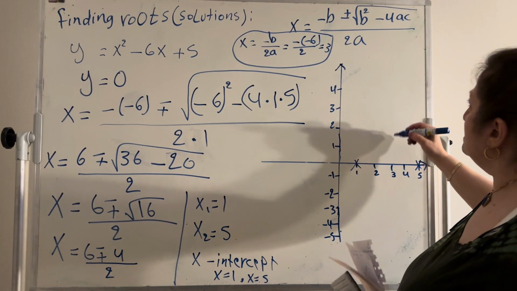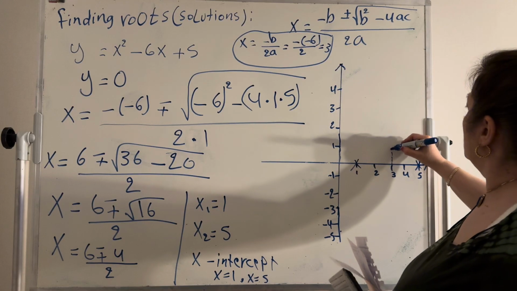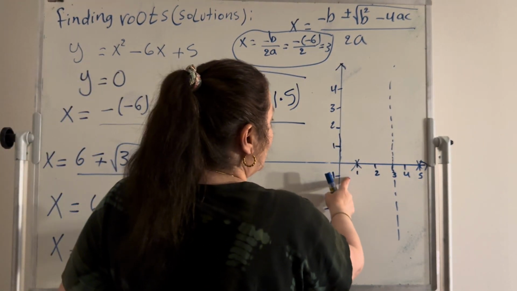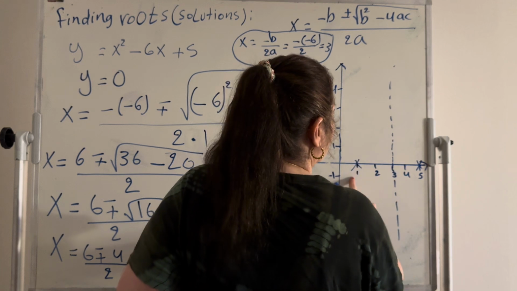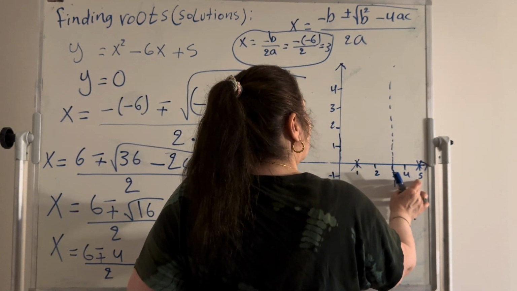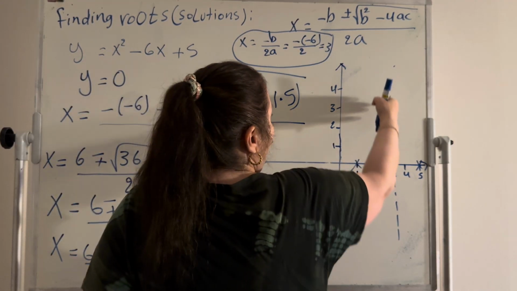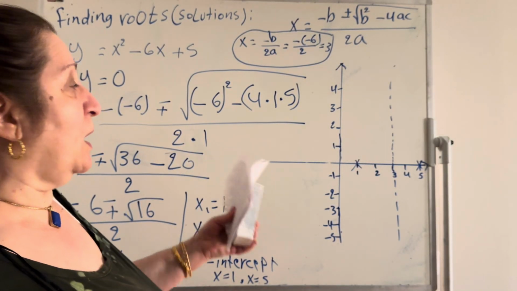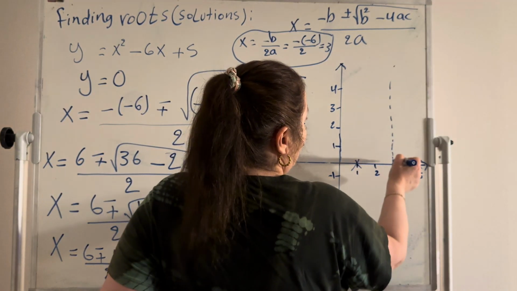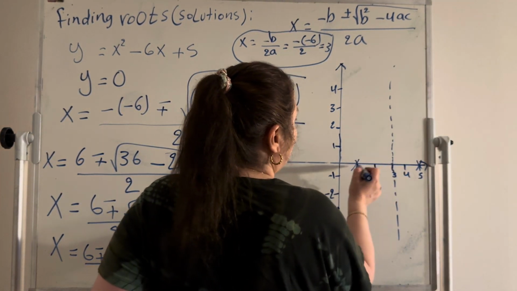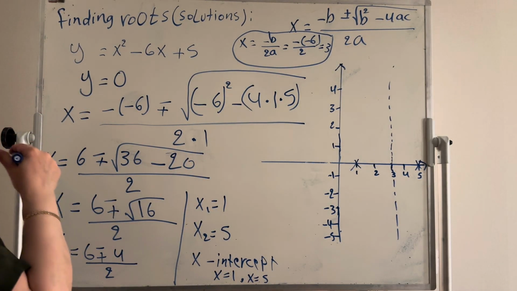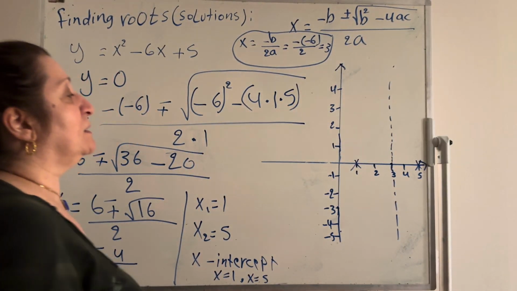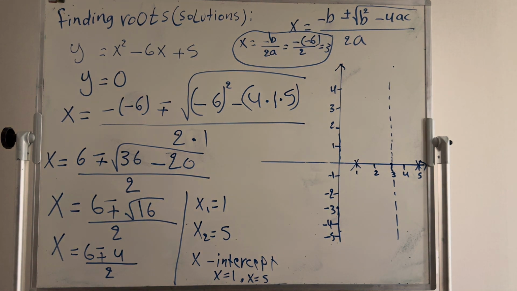So the axis of symmetry equals 3. If you look here, when y equals 0, x equals 1 and x equals 5, this line will halve the parabola into two halves. 2 steps between 3 and 5, 2 steps between 1 and 3. So you can also think like this: you can find it in the middle between the two x-intercepts.